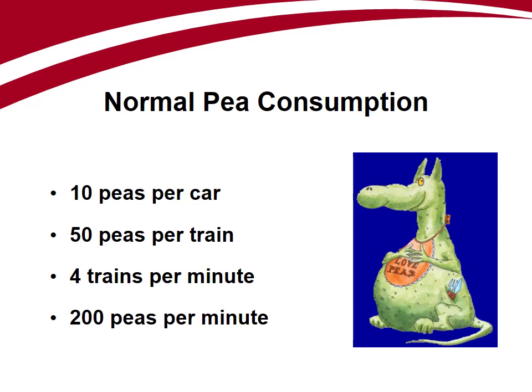As each train arrived at his side, the pea monster was able to eat 10 peas from each of the 5 cars, or 50 peas before the train had to leave to reload at the pea factory. At 4 trips per minute, the pea monster was able to consume 200 peas per minute.